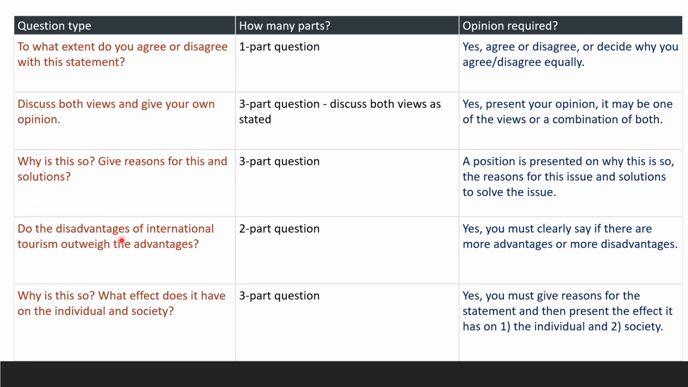Do the disadvantages of international tourism outweigh the advantages? So this is a two-part question. Yes, you must clearly say if there are more advantages or more disadvantages.